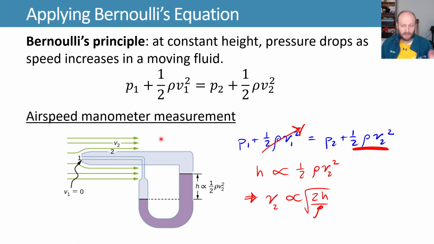You can be a little bit more precise with considering this if you'd like, by trying to figure out how that exactly relates to the density of the liquid and the density of the air. Because how much is the liquid going to be pushed up based on the pressure difference and whatever. So feel free to do that if you'd like. But that's the basics of applying Bernoulli's equation to an airspeed manometer measurement.